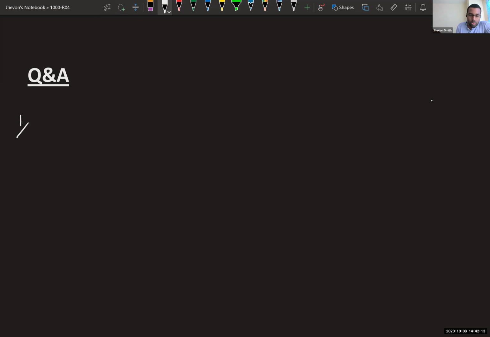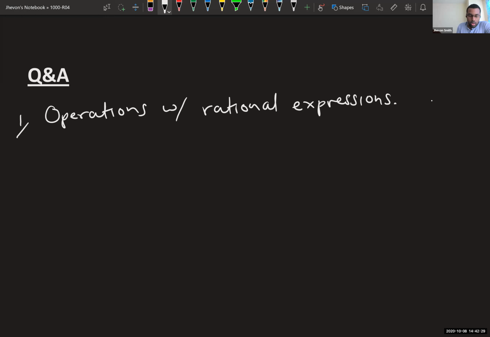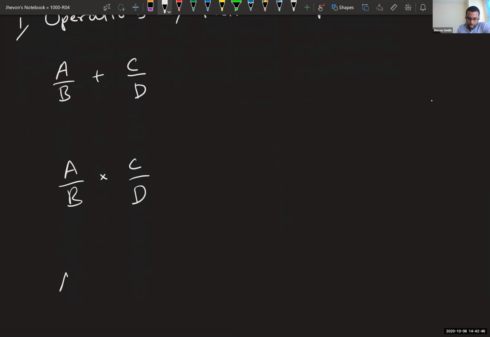And this one was covered when we spoke about this before with fractions, but let's actually just start with operations with rational expressions. So these are basic things like if I have two rational expressions and I want to add them together, would you know how to do that? If I have two rational expressions and I want to multiply them together, would you know how to do that? And if I have two rational expressions and I want to divide one by the other, would you know how to do that?